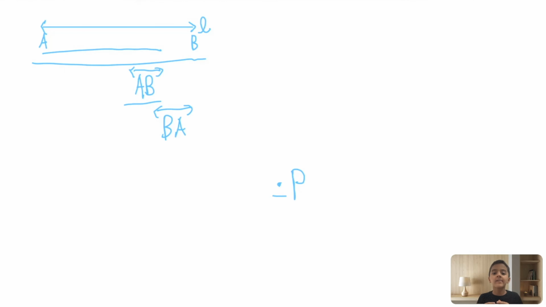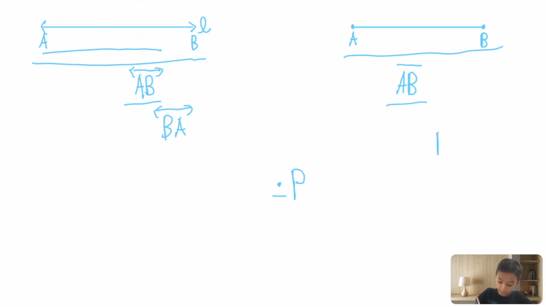Second, what is a line segment? Line segment is a part of a line and it has exactly two endpoints. This is line segment AB. Line segment AB is written as AB and a line segment over AB. Here the line segment AB is same as the line segment BA.